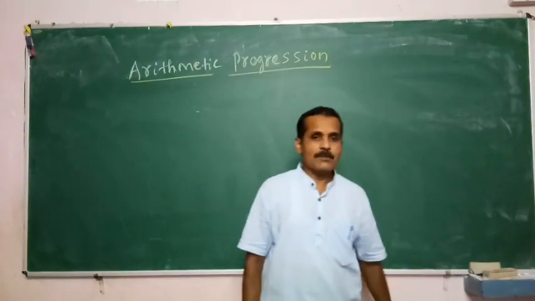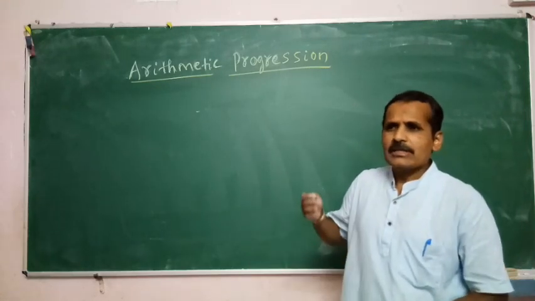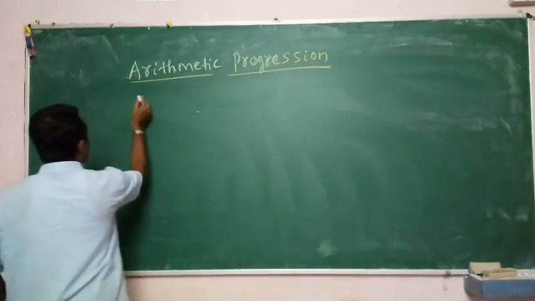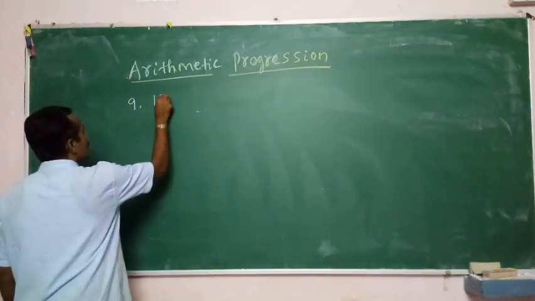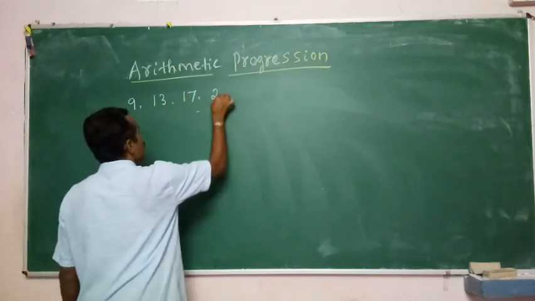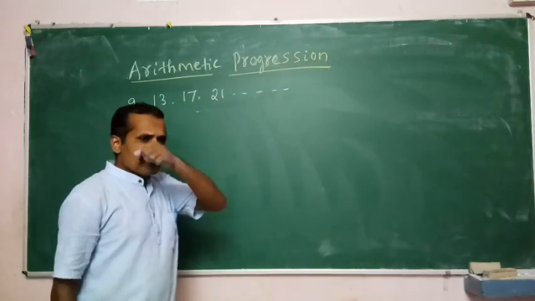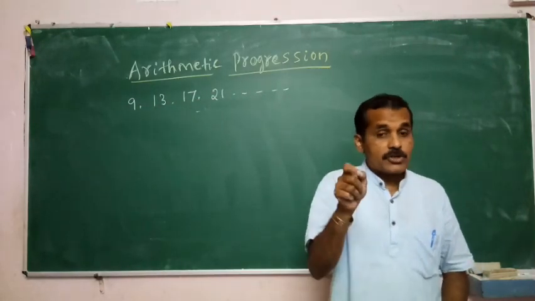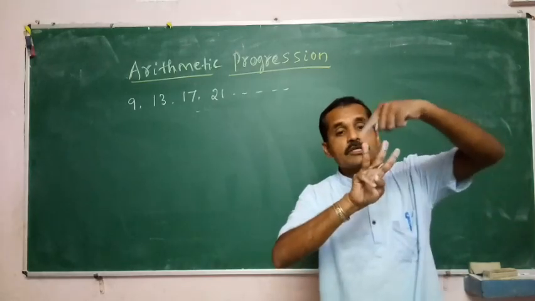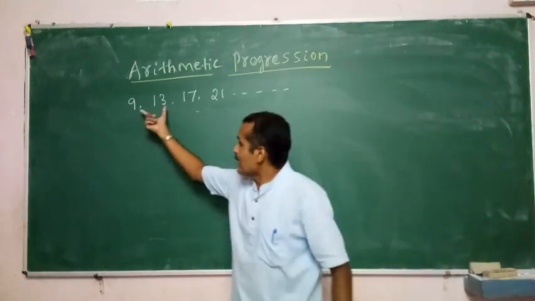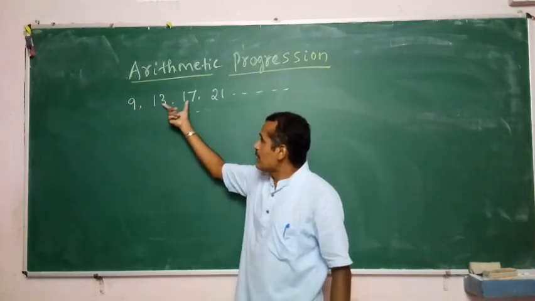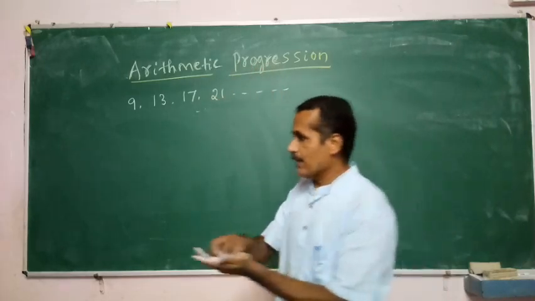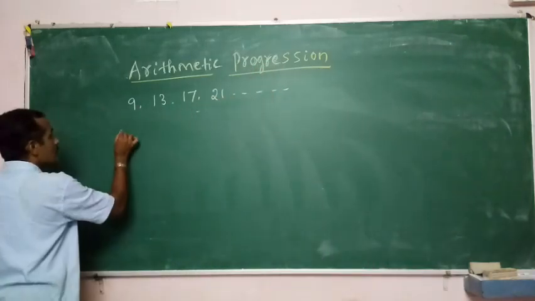Now let us take one example, and we'll study now the different terms of the arithmetic progression. Let me take one example. I will take 9, 13, 17, 21, dash. This is my arithmetic progression. First let me check, is it an arithmetic progression? If it is an arithmetic progression, the difference of every two consecutive numbers must be the same. 9 plus 4, 13, 13 plus 4, 17, 17 plus 4, 21, dash. No doubt it is an arithmetic progression. Okay. Now I will tell you some of the terms.